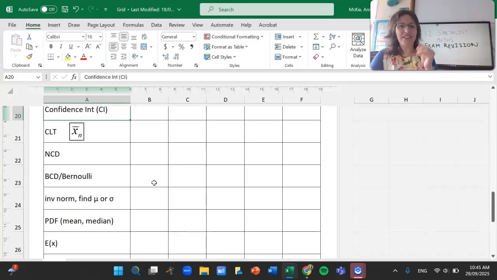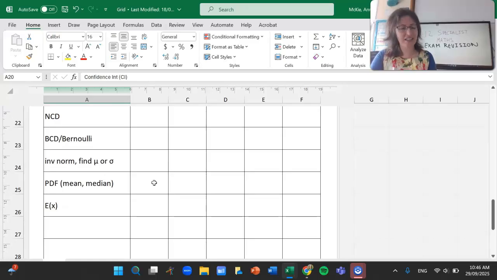Then there'll be basic NCD questions or BCD. I mean, that's calculator talk for normal cumulative, and the binomial questions. Inverse normal are easy to spot. The PDF function should be easy to spot, and then expected value type questions.